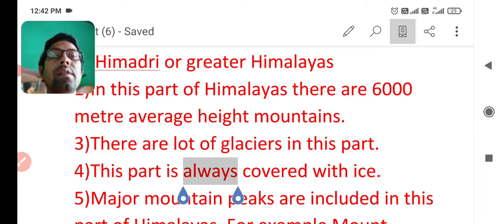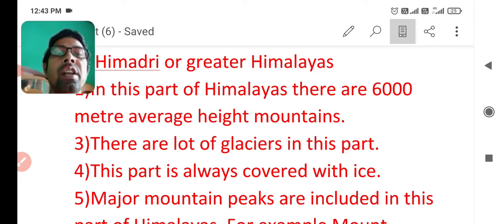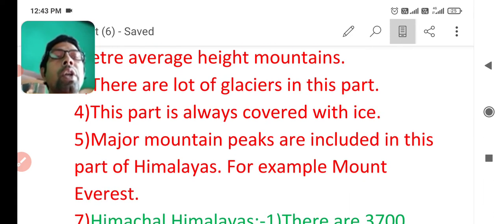Next point is, there are a lot of glaciers in this part. Because there are a lot of glaciers, this part is always covered with ice. Major mountain peaks are included in this part of Himalayas. For example, Mount Everest, I told you earlier. I think you got all the points related to Himadri Himalayas.